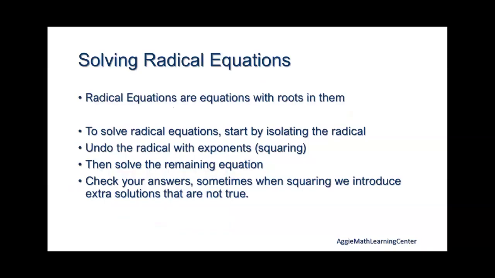If it's a square root, we square the radical and square everything on the other side, then solve the remaining equation. And this one is where it's really important: we do in fact need to check your answers every time. Sometimes when squaring, we introduce extra solutions that are not true. With a square root, we normally get 2 solutions. Sometimes both solutions are true, sometimes only one solution is true, and you don't know unless you check it.